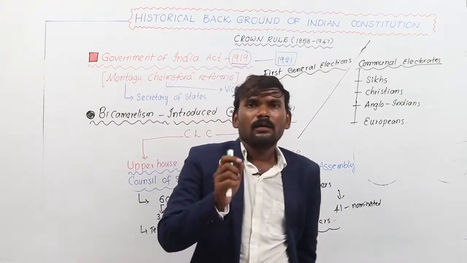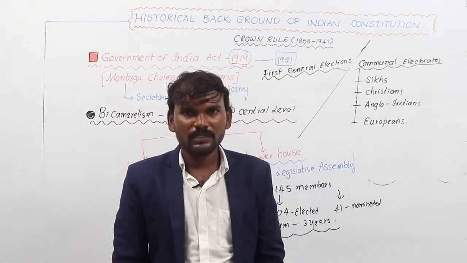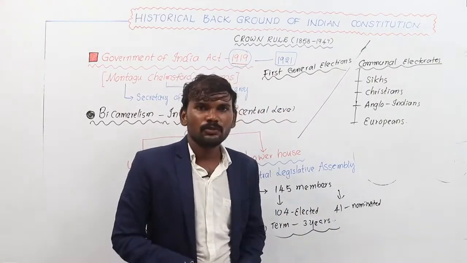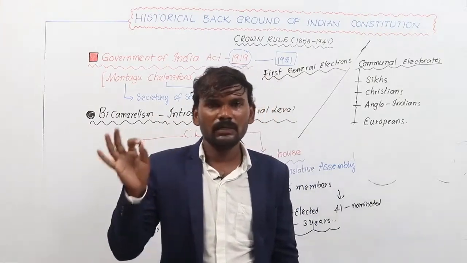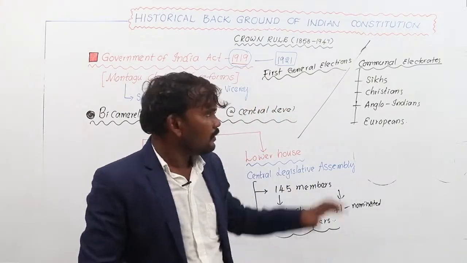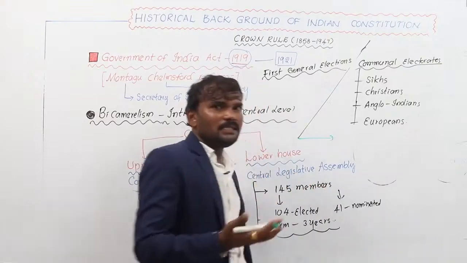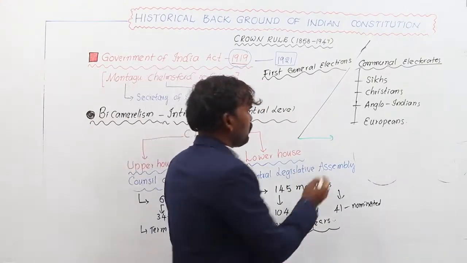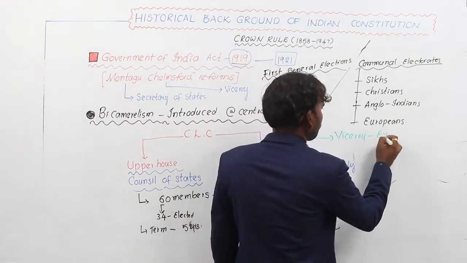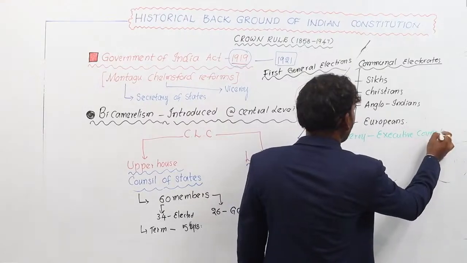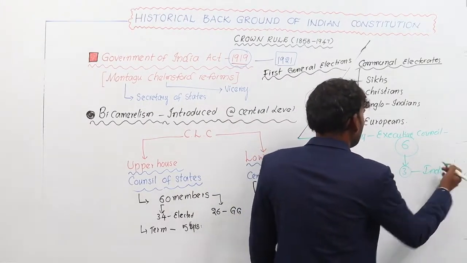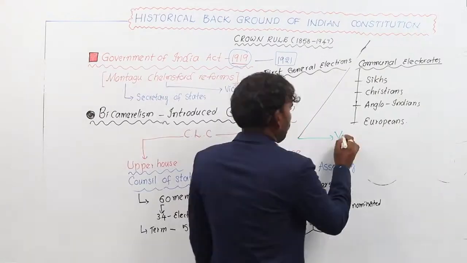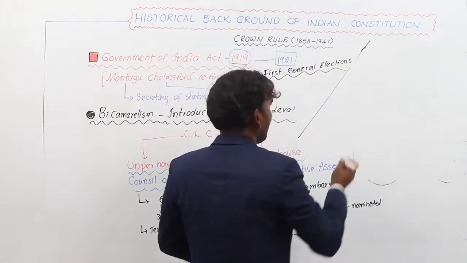Next one is, it reserved 3 members of the Viceroy's Executive Council to Indians. The Viceroy's Executive Council consisted of 6 members. By the 1909 Act, Satyendra Prasad Sinha was the first Indian member nominated to the Viceroy's Executive Council. But this act increased the nominated Indian members to 3. Of these 6 members, 3 members were Indians.